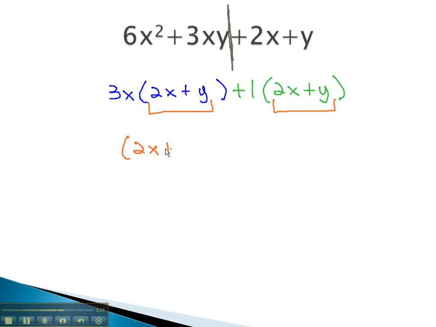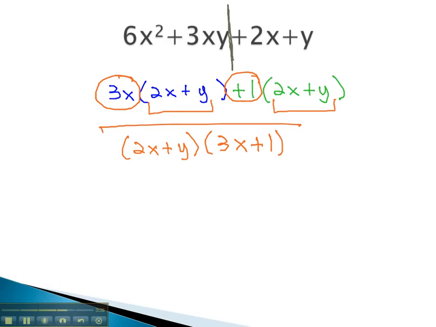2x plus y is one of our factors. The other factor comes from what's left when we factor those out, the 3x plus 1. And this becomes our solution, the factors that were multiplied together to give us the 6x squared plus 3xy plus 2x plus y were 2x plus y times 3x plus 1.